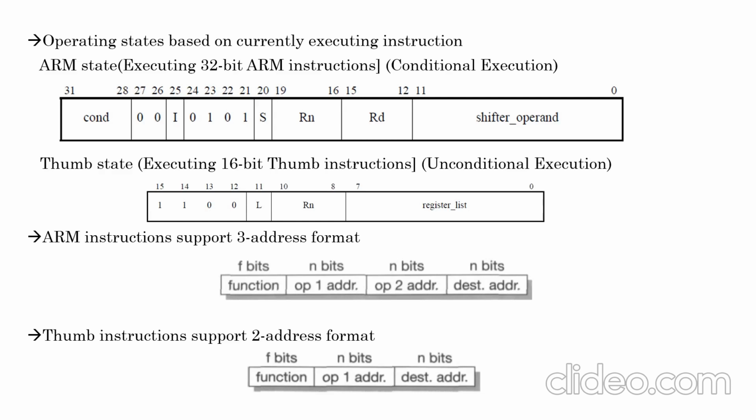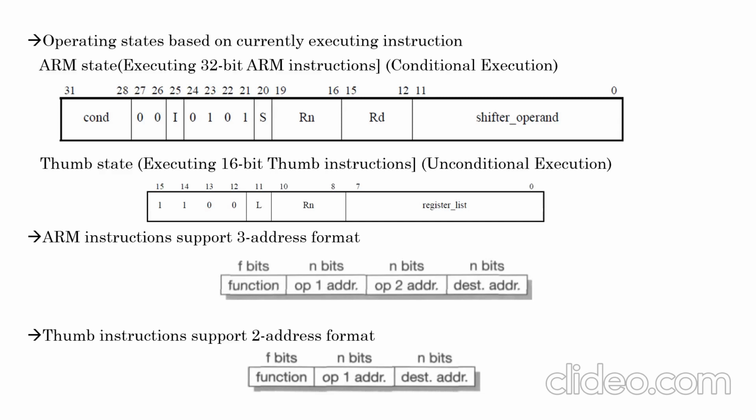This condition is optional. It need not necessarily be followed. But generally, whenever we go with the ARM instruction set, we generally go for conditional execution. Thumb instructions generally go for unconditional execution. Unconditional means the instruction format will not have any condition flags within it. If it is conditional execution, it will have condition flags within it.